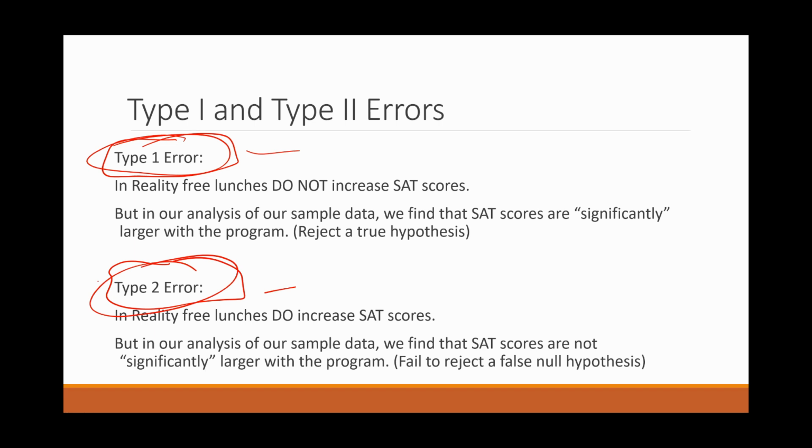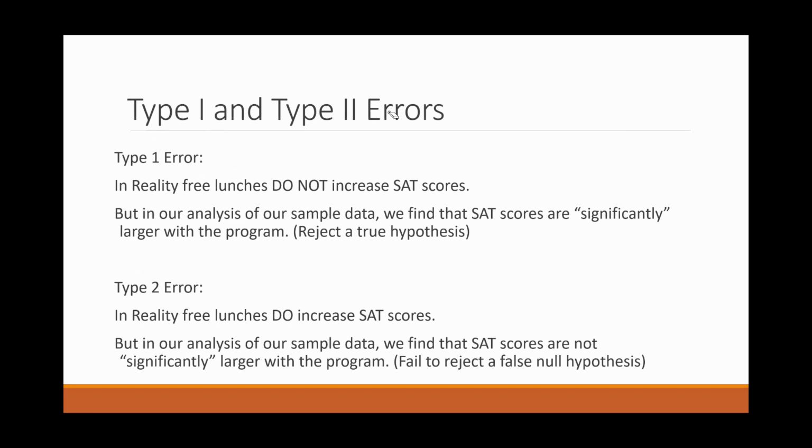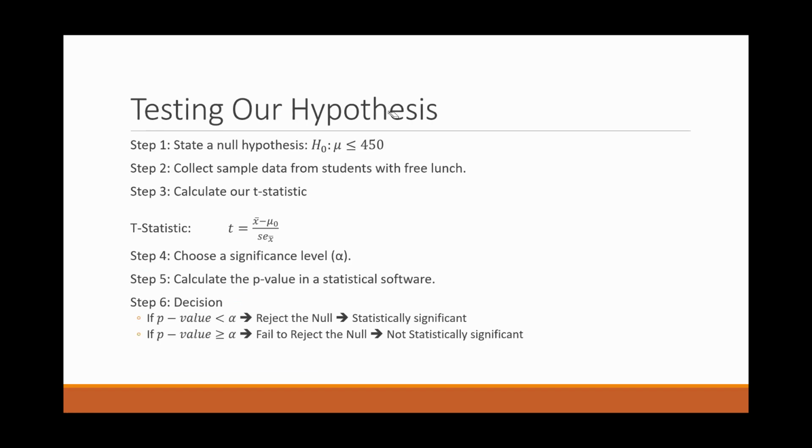Because remember, when we choose our alpha, we can determine or influence the chances that we're committing type 1 or type 2 error. So we have to use judgment. We have to use prudence to help us determine which one of these errors is a bigger problem. Okay, so with all that said, here's our steps. State the null hypothesis, collect our data, calculate our t-statistic, choose our significance level, calculate our p-value using the statistical software, and then come to our conclusion using this method.